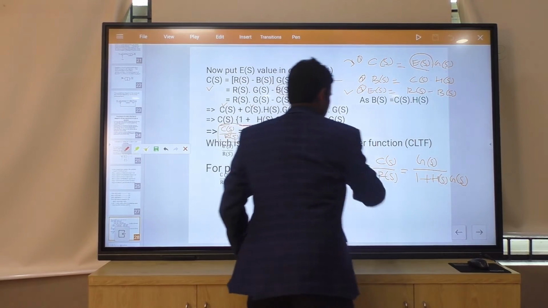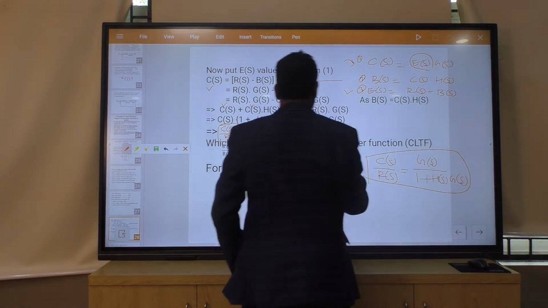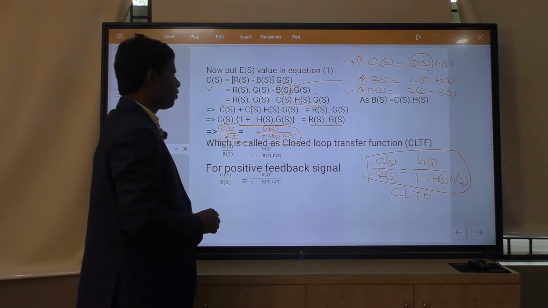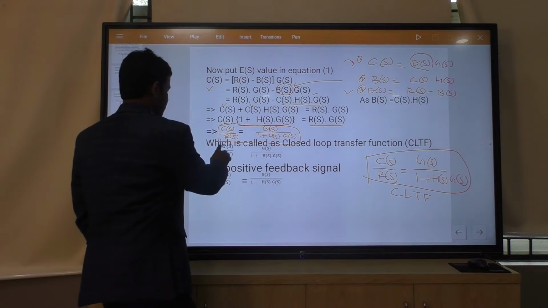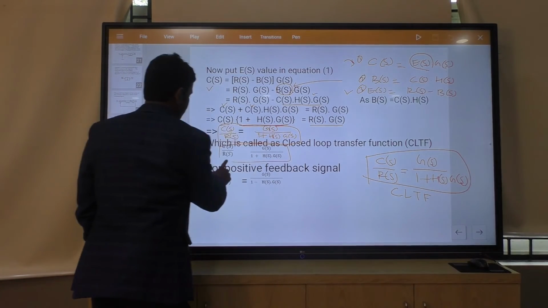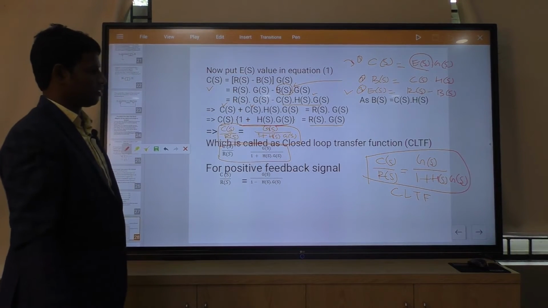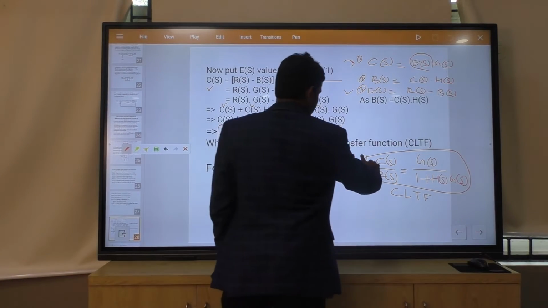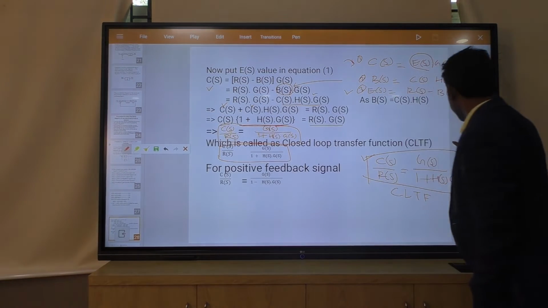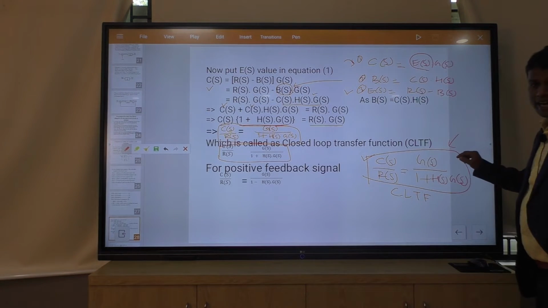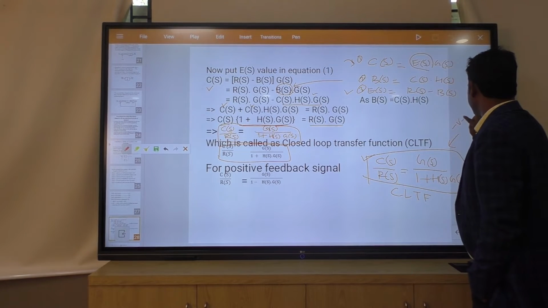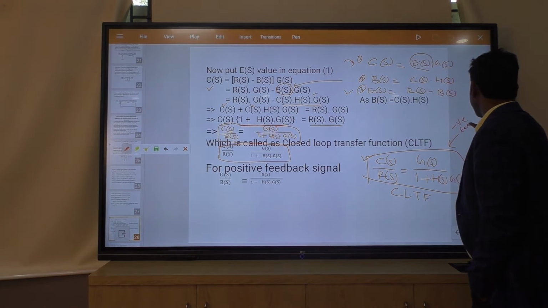So this is called the closed loop transfer function. This part is called closed loop transfer function. I am writing here which is called closed loop transfer function. Okay. So this derivation, this closed loop transfer function, is for negative feedback. I have told you, first we have taken the negative feedback. So this is for negative feedback.